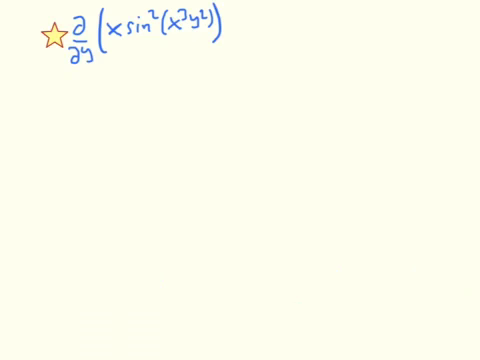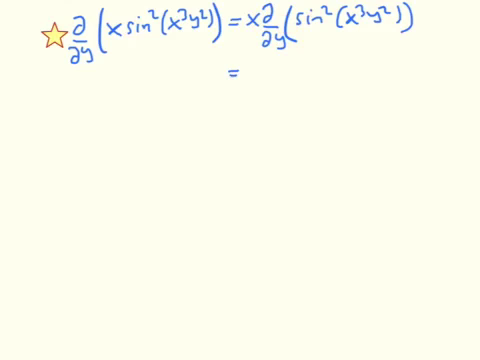So in this exercise we want to calculate the partial derivative with respect to y of x times sine squared of x cubed y squared. The only y dependence is here in the argument of the sine, which is itself squared. The x is a constant as far as this partial derivative with respect to y is concerned, so we can just pull it through the derivative. So we have that this is x times the partial derivative with respect to y of sine squared of x cubed y squared. So now we just use the chain rule, and we bring this power down.